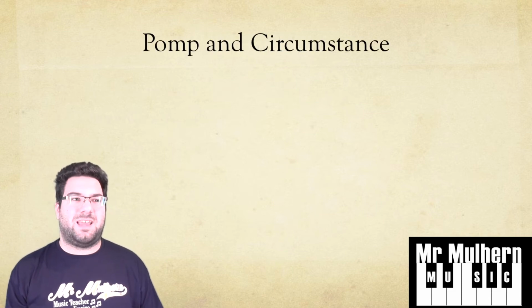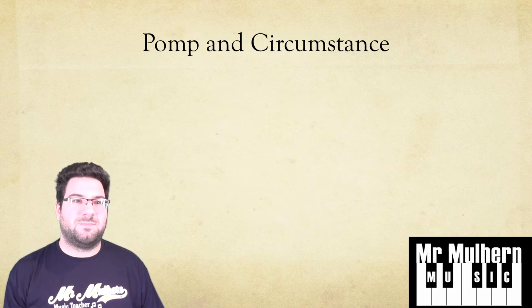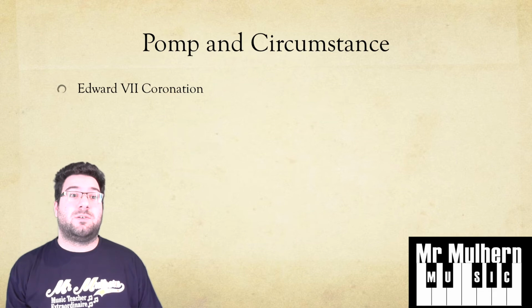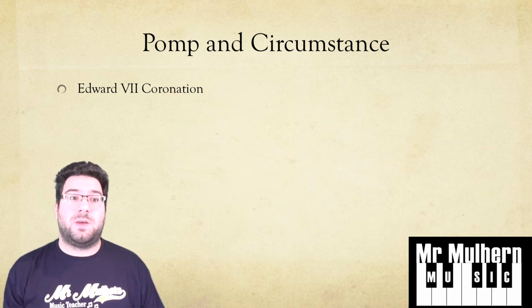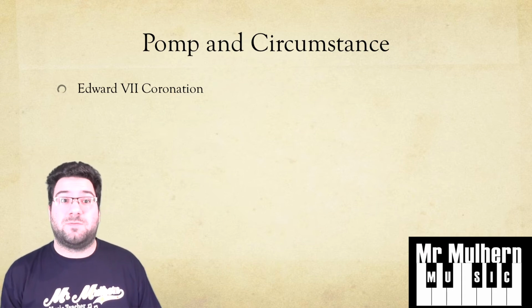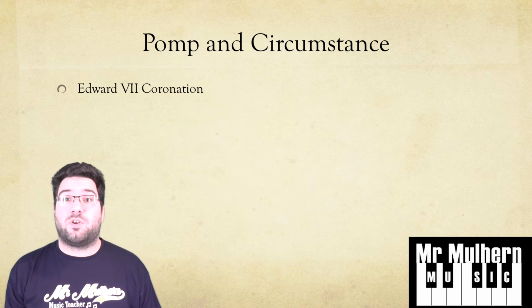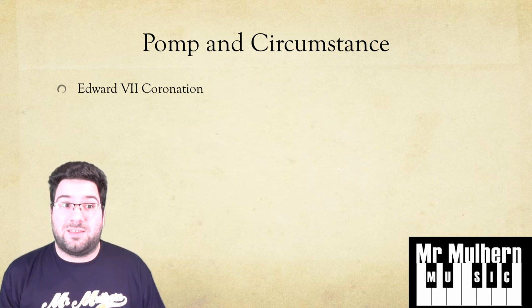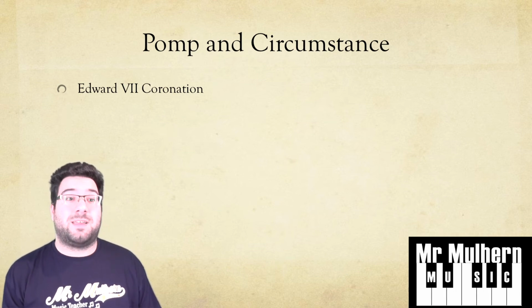So let's have a look at Pomp and Circumstance. The piece of music we're listening to today was commissioned for the coronation of Edward VII. Elgar was commissioned to compose for a gala at the Royal Opera House that was to take place on the 30th of June 1902. The king-to-be was confirmed and Elgar began work.